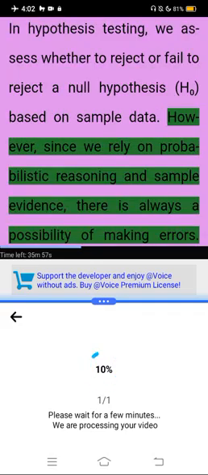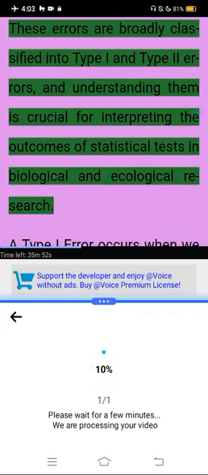However, since we rely on probabilistic reasoning and sample evidence, there is always a possibility of making errors. These errors are broadly classified into type 1 and type 2 errors, and understanding them is crucial for interpreting the outcomes of statistical tests in biological and ecological research.